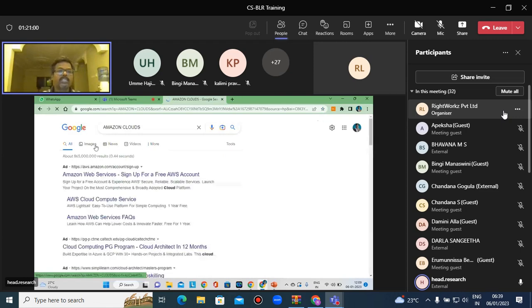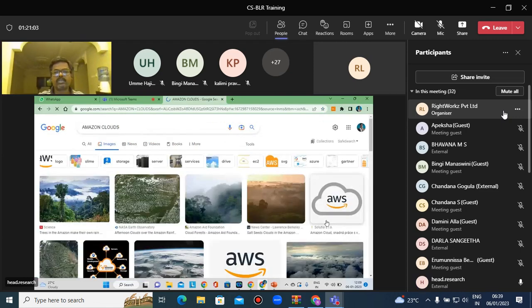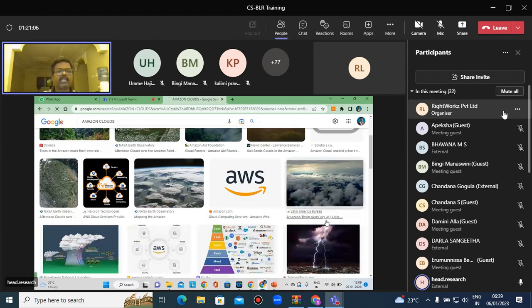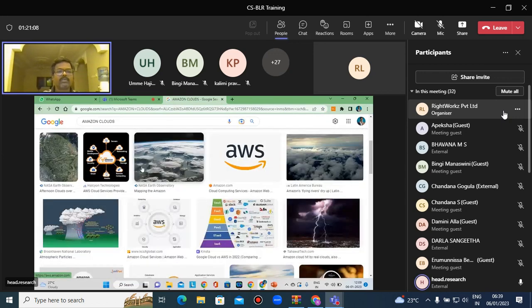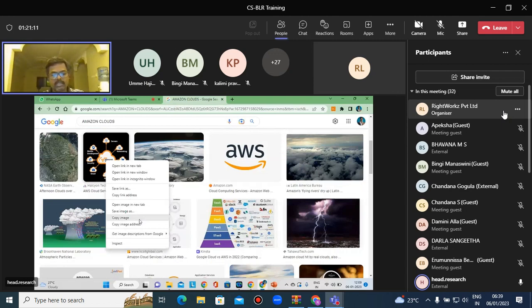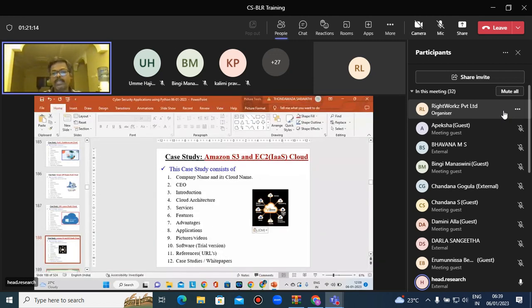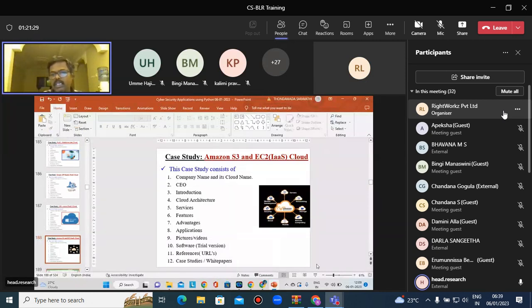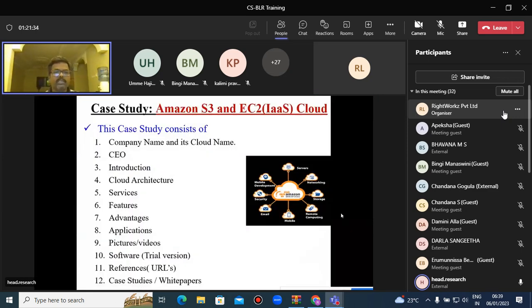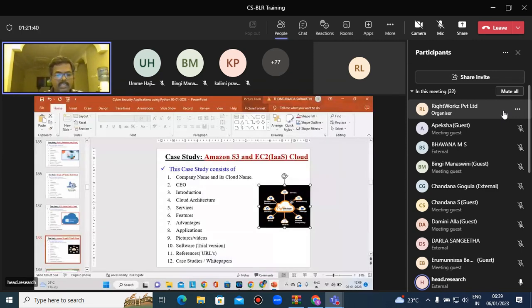So which Amazon clouds are very famous? AWS. So why are we using AWS? Anyone? In order to store data. Amazon S3 stands for Simple Storage Service. EC2 stands for Elastic Compute Cloud. So these are the 3 case studies. We will see the practicals later.